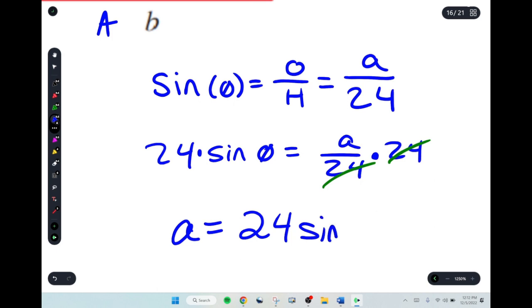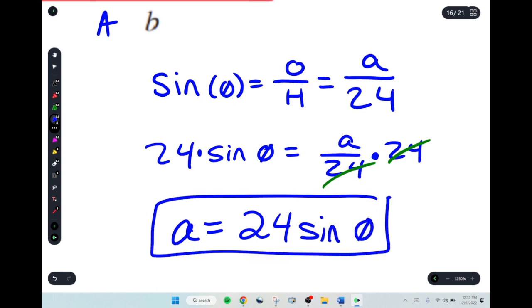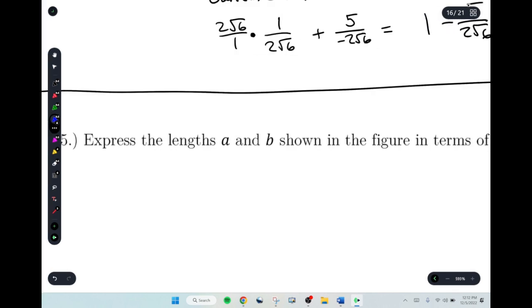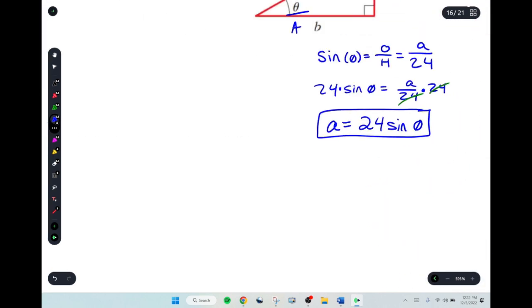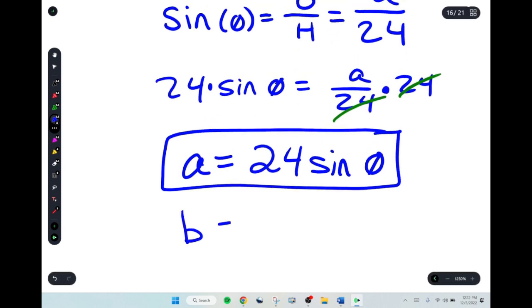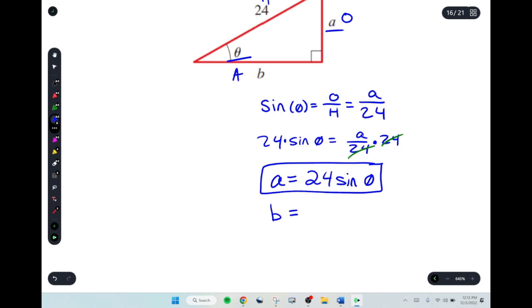Is this a formula for A in terms of theta? That's it. There's nothing to solve. Didn't it say find an expression? Express the lengths of A and B in terms of theta. A is this. As soon as you know theta, you know A. Which means that by a parallel argument, B is going to be 24 cosine theta, and you're done.